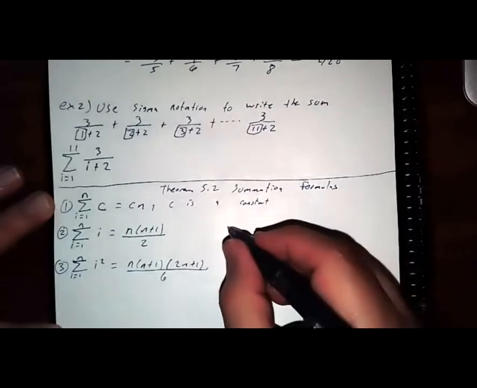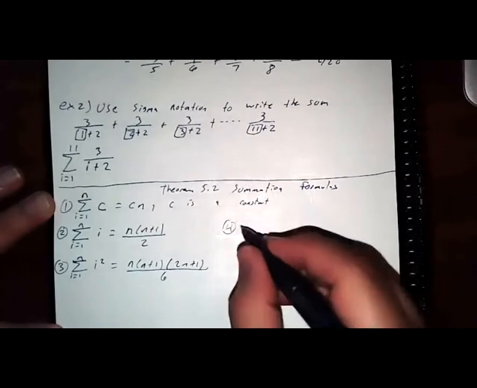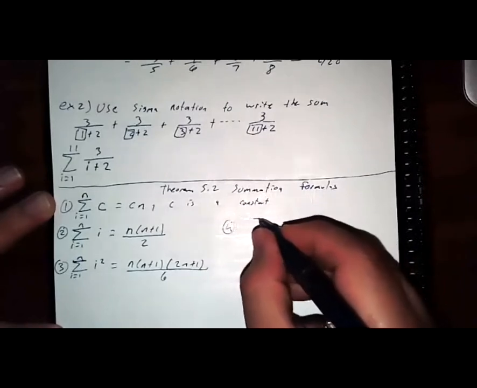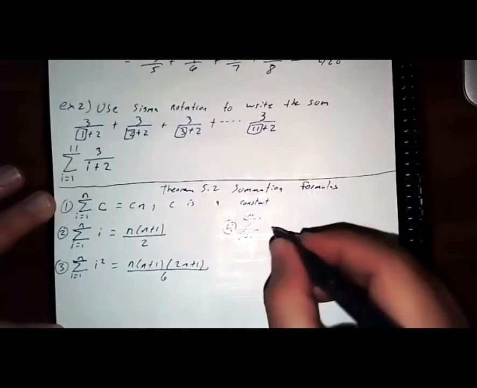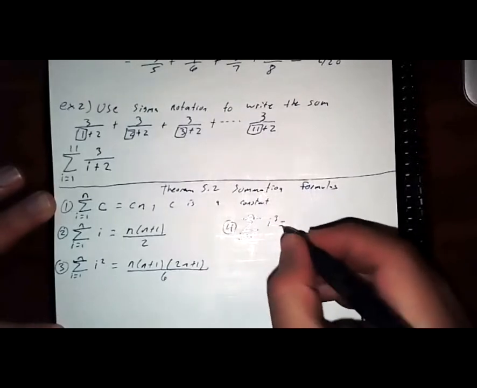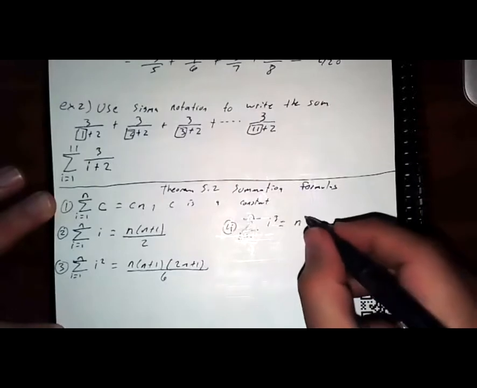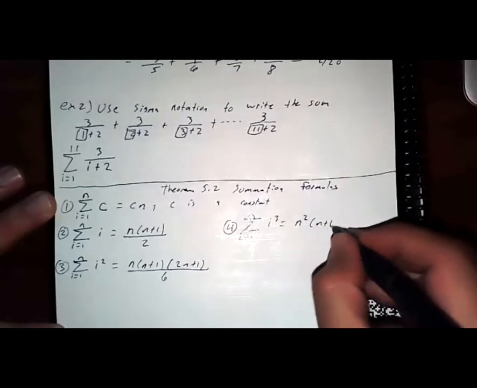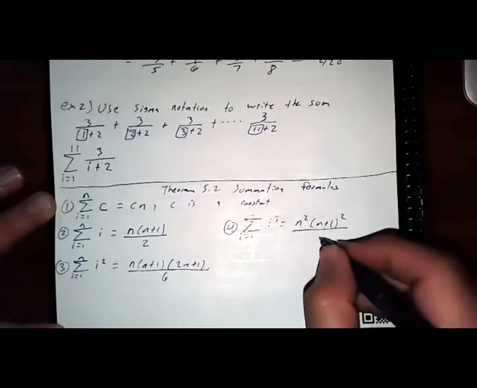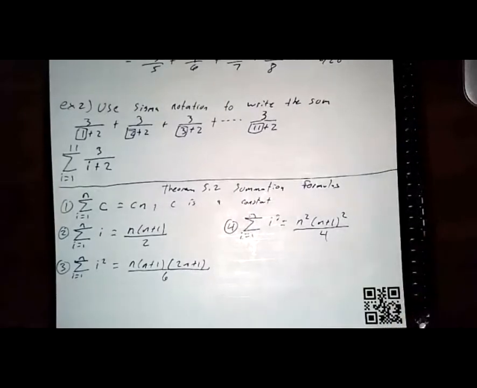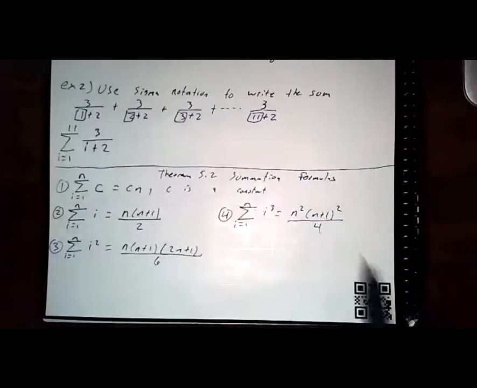I'm going to put the fourth one over here, running out of space. Number 4, the sum from i equals 1 to n of i cubed is equal to n squared times n plus 1 squared over 4. So if you see any of these pop up, just use your formulas.